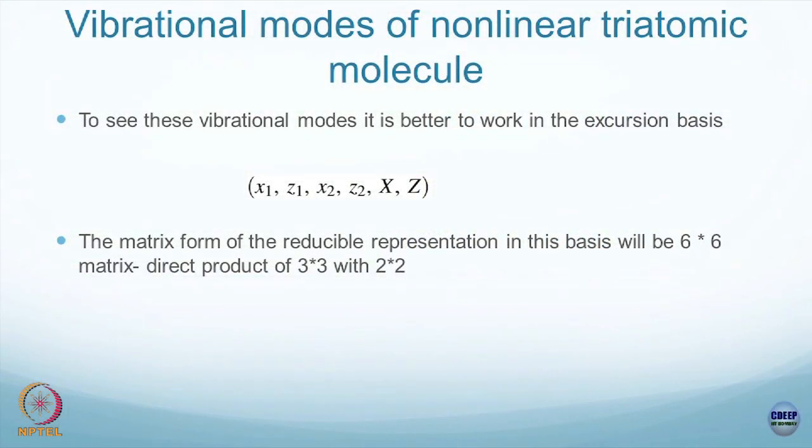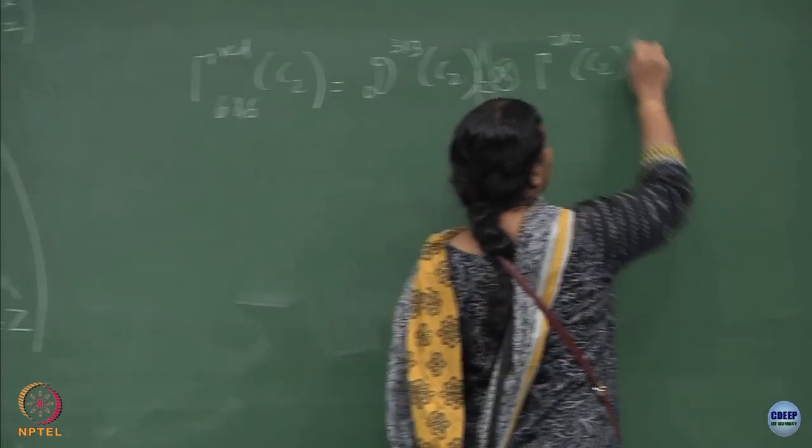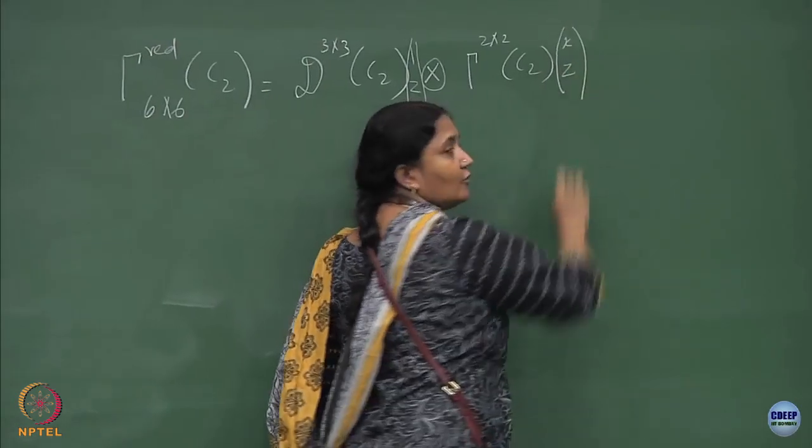Okay, so how will you write the C2 element? So I can split this up into a 3 cross 3 of C2 and another 2 cross 2 of C2, right? It will act on 1, 2, 3. This will act on x, z. Are you all with me?